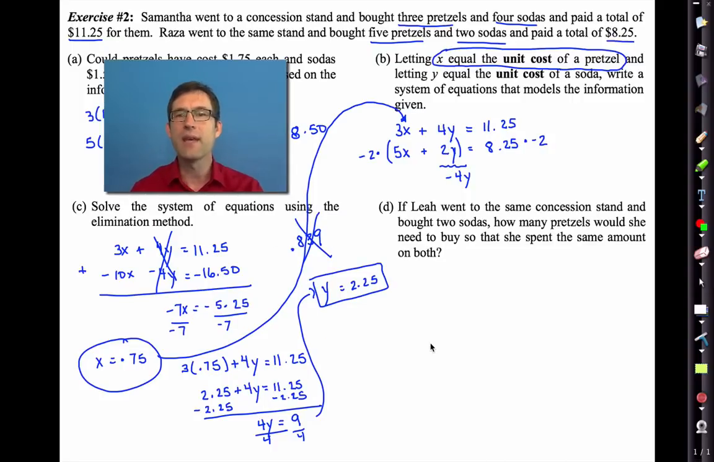If Leah went to the same concession stand and she bought 2 sodas, okay, 2 sodas, fair enough. How many pretzels would she need to buy so that she spent the same amount on both? Pause the video now. See if you can figure out what the answer to this problem is. Do it any way you want, but make sure to show your work.